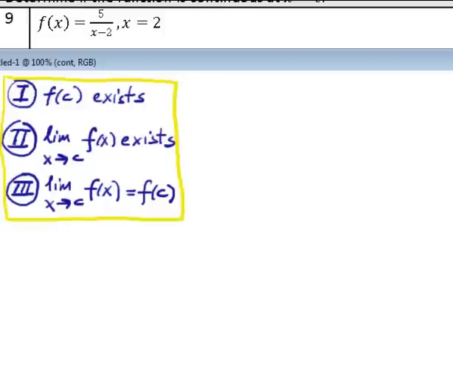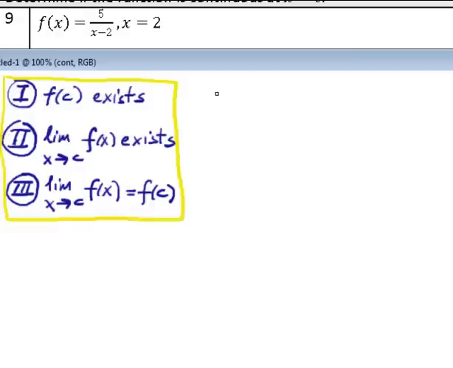Okay, number 9, we want to know if this function f of x is continuous at x equals 2. All right, here are the 3 conditions for a function being continuous at x equals c. The first one says that we'll use 2 instead of c, that f of 2 has to exist. Well, that doesn't because of the x minus 2 in the denominator. 2 is not in the domain of this function. 2 would make the denominator 0. So 1 is not true.